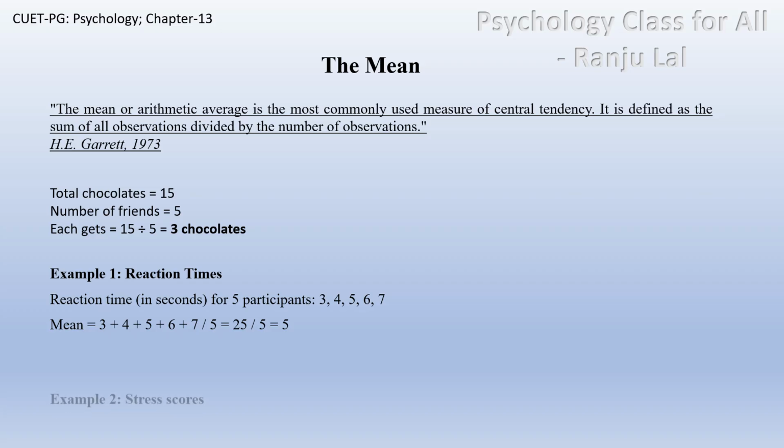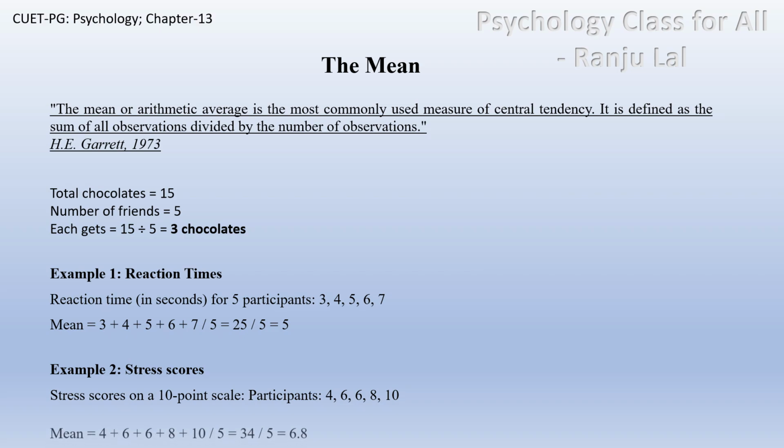We'll take another example of stress scores. Participants have got stress scores on a 10-point scale of 4, 6, 6, 8, and 10. So the mean will be the sum of all these 5 scores, 34, divided by 5, equal to 6.8. Now we'll interpret it as: the average stress level among these participants is 6.8.